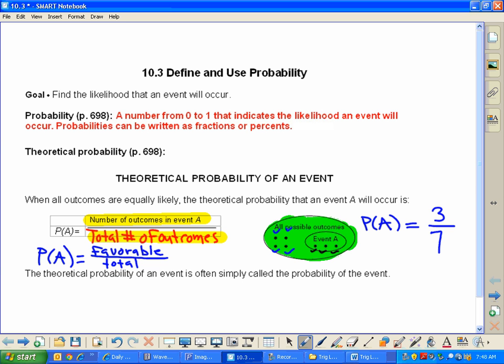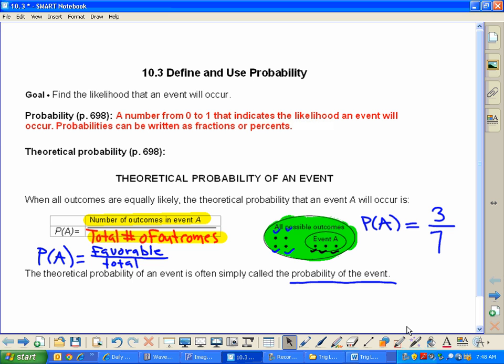By the way, your textbook clarifies a little bit. When we talk about the theoretical probability of an event, that is simply called the probability of the event. So it's not going to say find the theoretical probability. It's just going to say find the probability that A happens. They drop that word theoretical because that's the kind of probability that you are going to calculate most often. It has a counterpart, experimental probability. We're going to talk about that today as well.